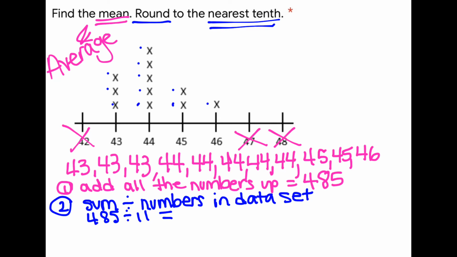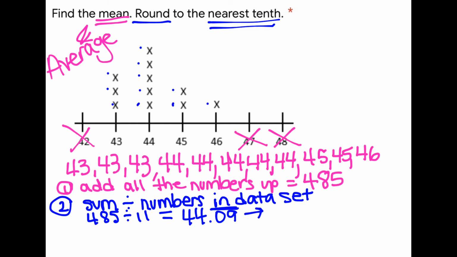When you put that in your calculator, you get a very long decimal. Don't try to do this without a calculator, any of these. So you get 44.09090909. This is a repeating decimal. The 09 is repeating. So if we have 44.09 and this 09 is repeating, that's how we represent that.